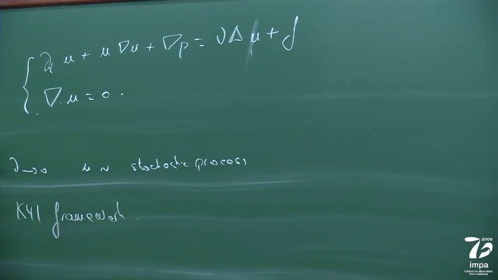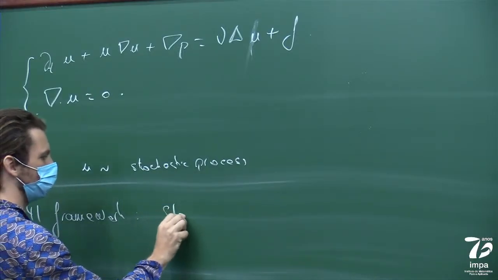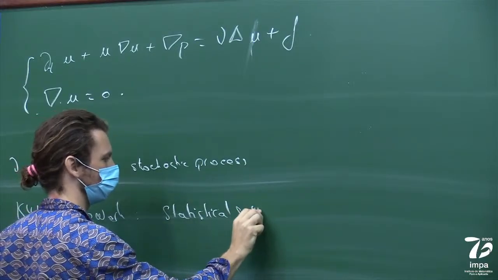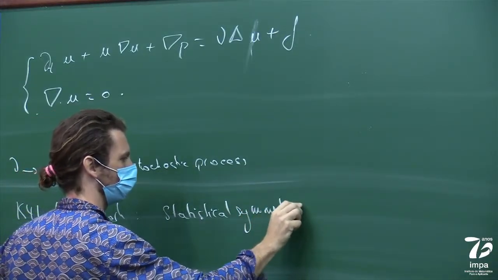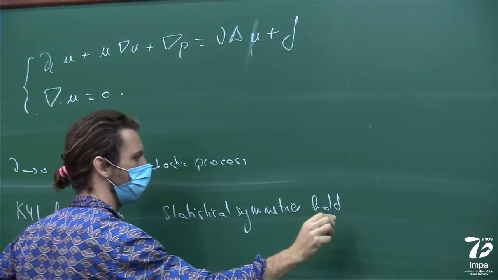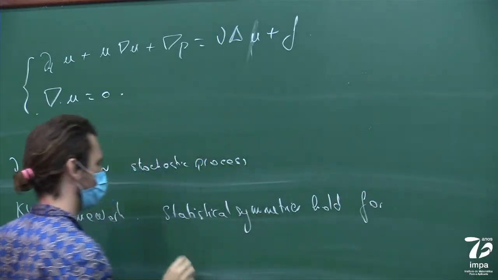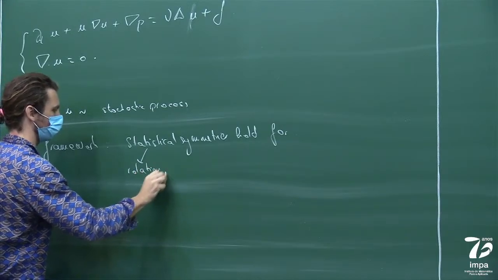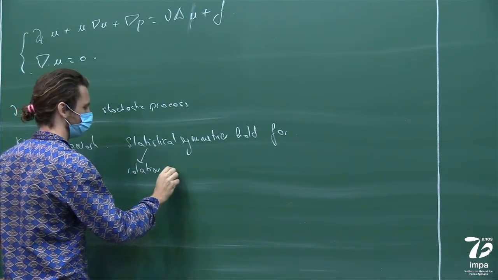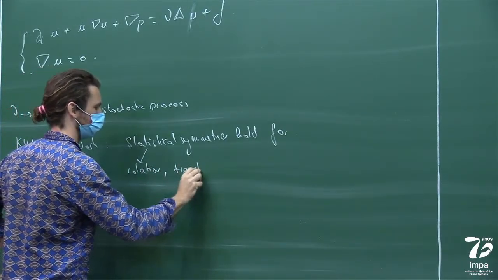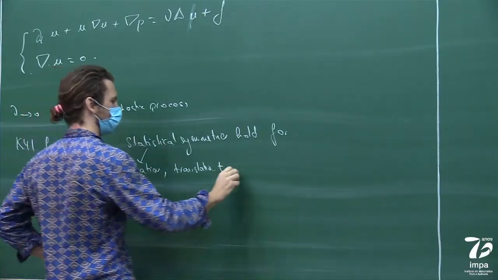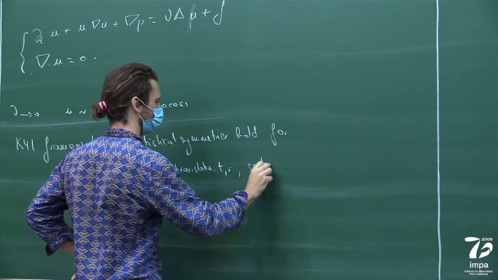We're stating that in the limit of u goes to 0, statistical symmetries hold for u. In particular, rotation, translation in space and in time, and scale invariance.